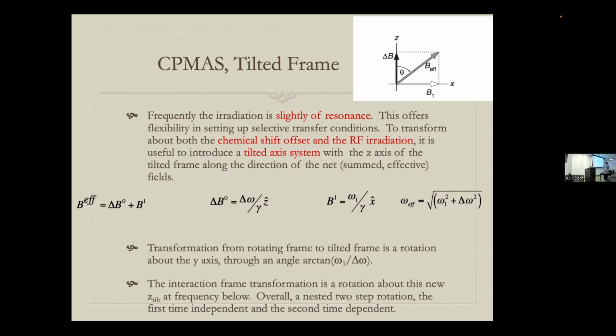Through an angled arctan. So the interaction frame transformation will then be a rotation around that new axis. That will be your interaction frame, and that will be time dependent. Right, so we have this one tilted frame transformation, not time dependent, just one angle, and then this time dependent transformation around the effective field to represent the bucking field or remove the CW.